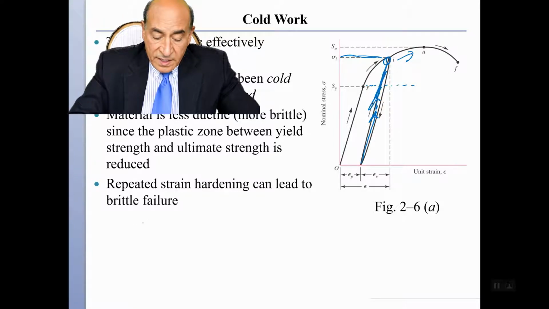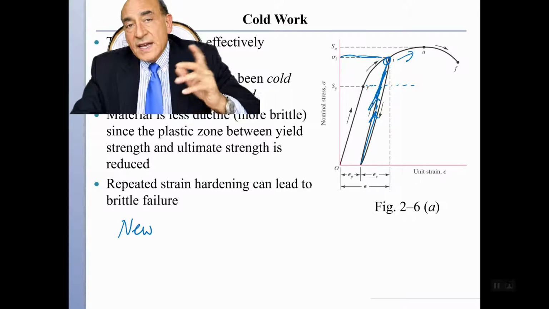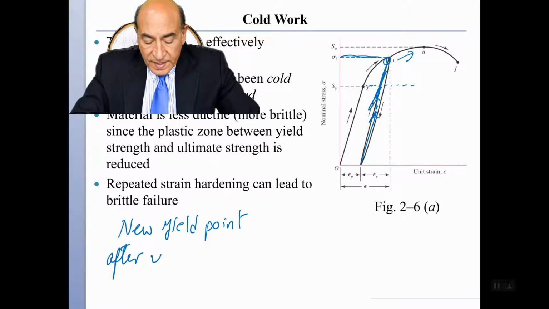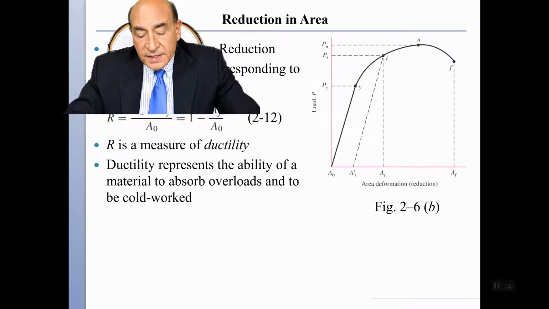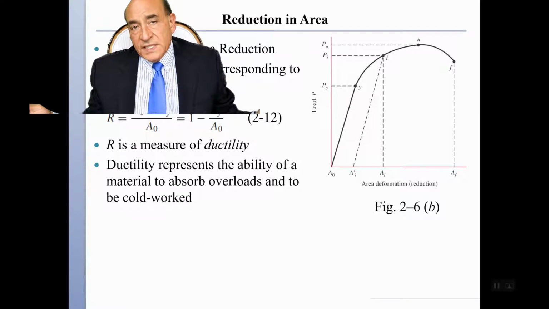So we can consider sigma I now after unloading as a new yield point. So a new yield point after unloading is sigma I, and it is important to describe it. So we're going to describe this with the idea of cold work. The first concept in cold work is to measure the overall ductility of the material.